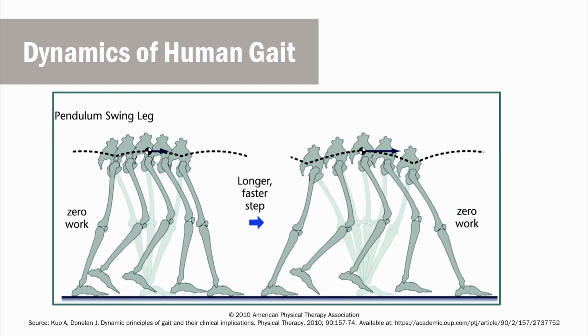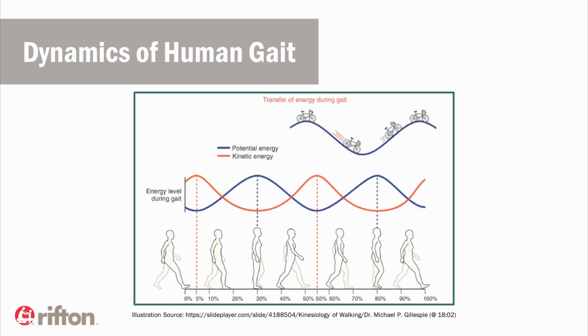On the next slide, we see the swing leg and how, again, the pendulum enables that long stride with a low cost of effort. And as we see the diagram of the longer and faster step, the stride is lengthening as the walking speed increases. So the swing leg is moving like a pendulum and conserving energy. Here we see the interplay of potential energy and kinetic energy.